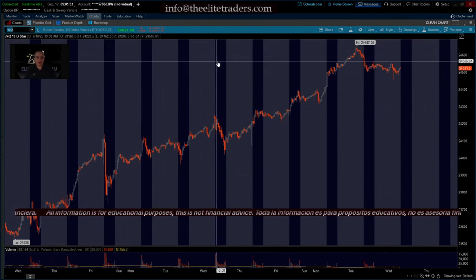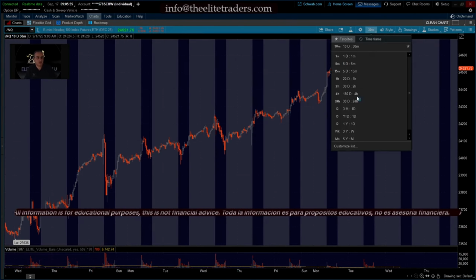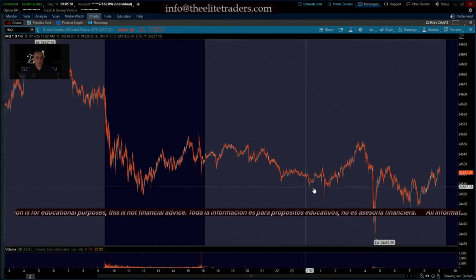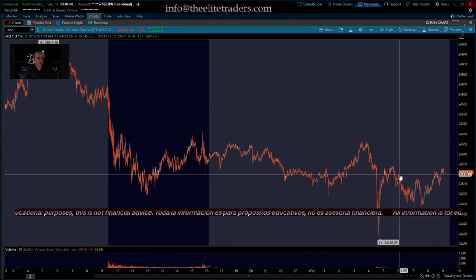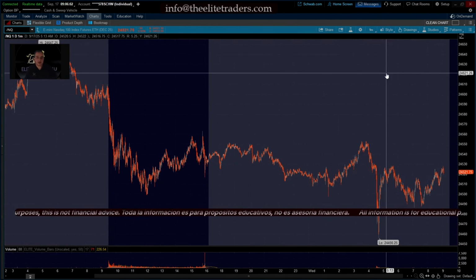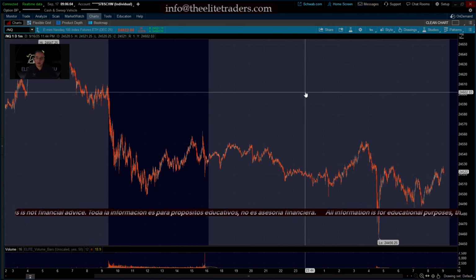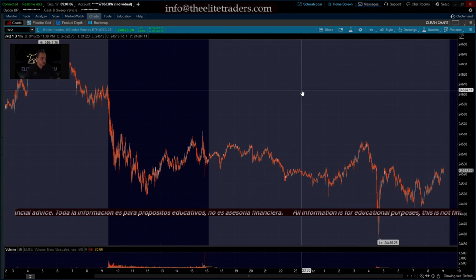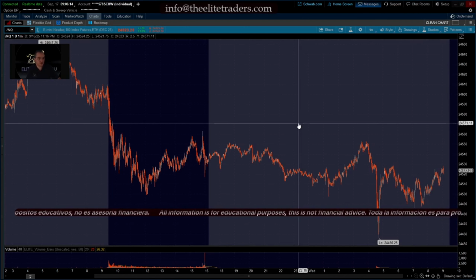For example, the NQ, if you look at this thing on a 1 minute chart, I am not comfortable trading this type of price action. It's just not me. But these products, whether stocks, crypto, futures, whatever it may be, do come with a degree of risk because of the amount of money that you have to put up to be able to trade.